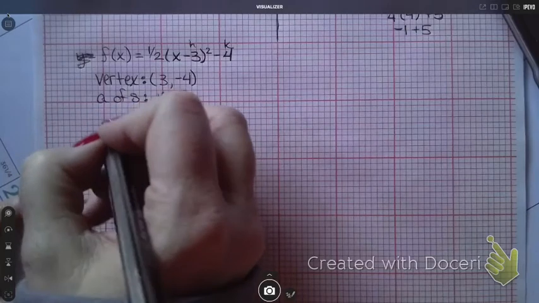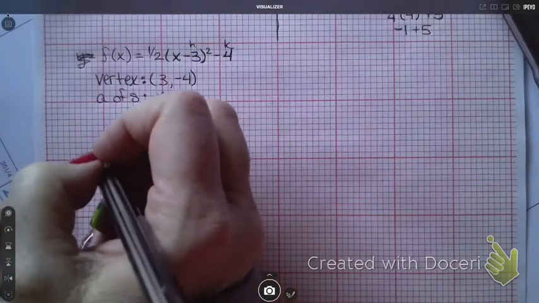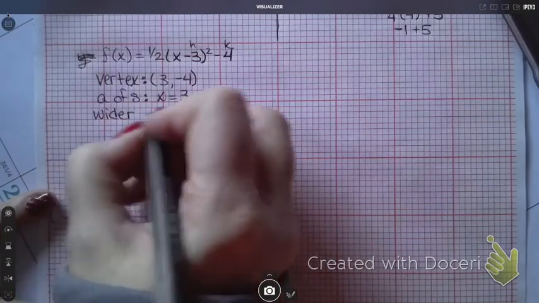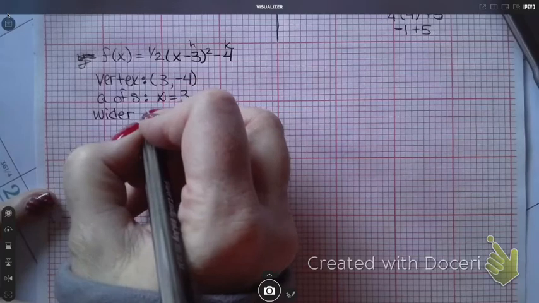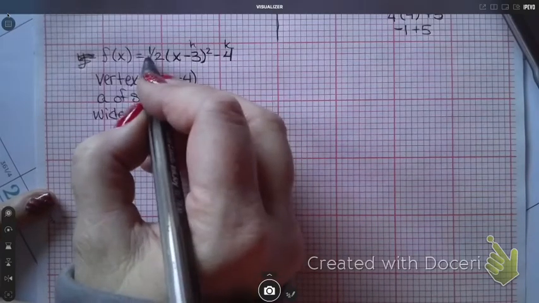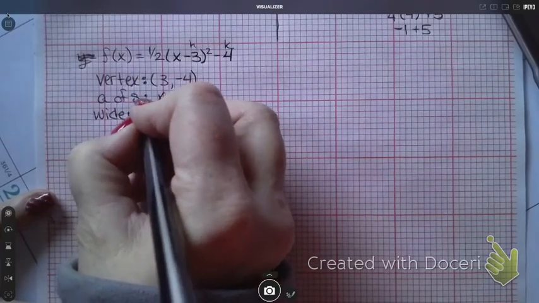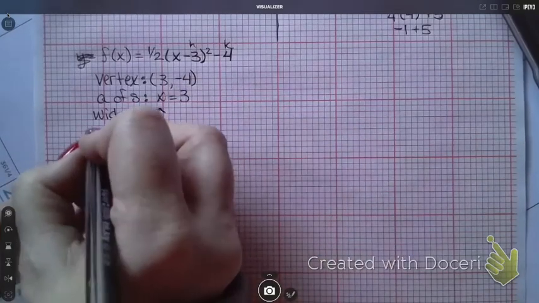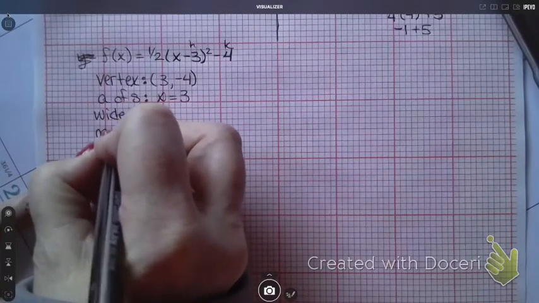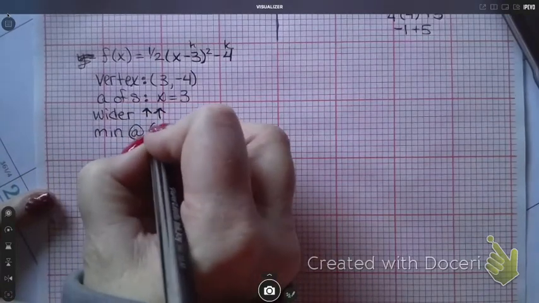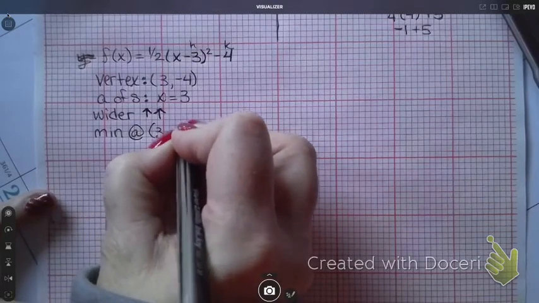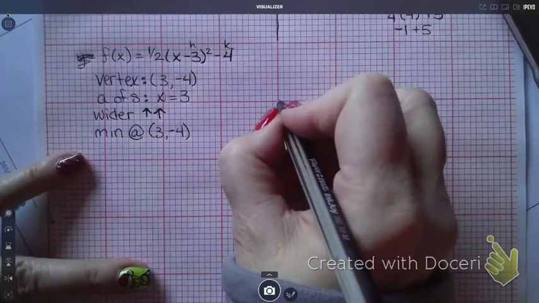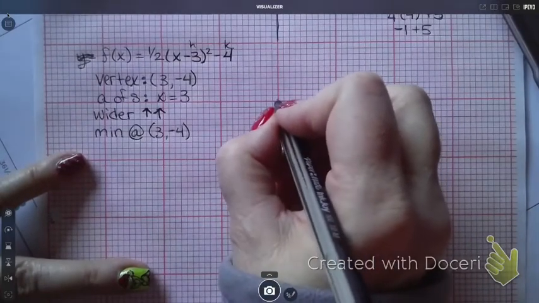Okay, wider, narrower, same? Wider. It's wider because it's 1/2. Up or down? Down. Wait, no. 1/2 is positive, so it's up. And max or min? Min at 3, negative 4. Again, on IXL, you'll just put negative 4. Does that go a lot faster? Yep.